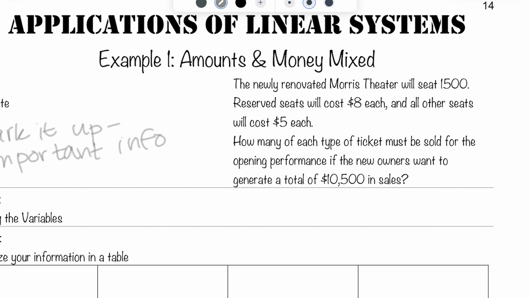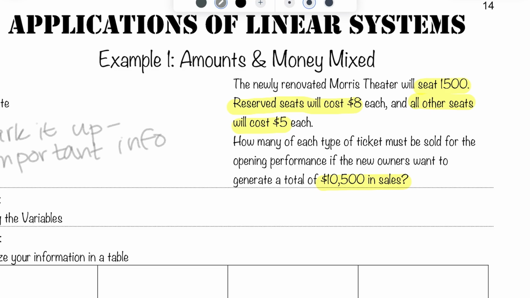So, important stuff here. Newly renovated Morris Theater will seat 1,500. Reserved seats will cost $8. All other seats will cost $5. How many of each ticket must be sold for the opening performance if the new owners want to generate $10,500 in sales?